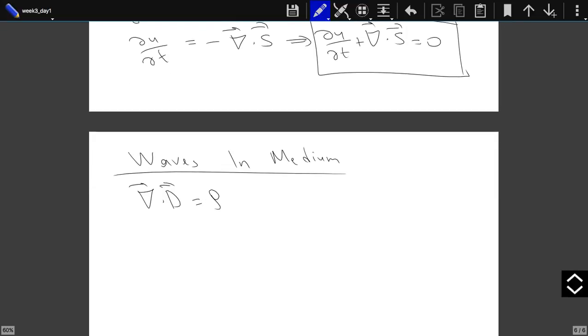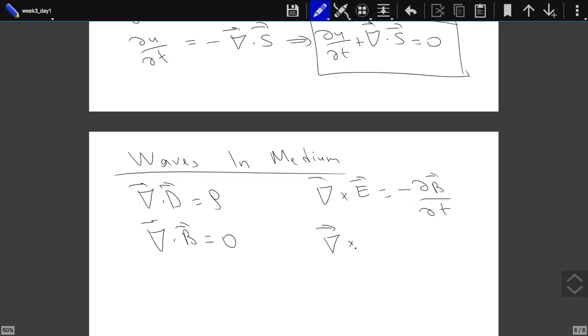This rho, I will just drop the index free. So this is just rho. Del dot B, curl of E, minus dB, and curl of H.